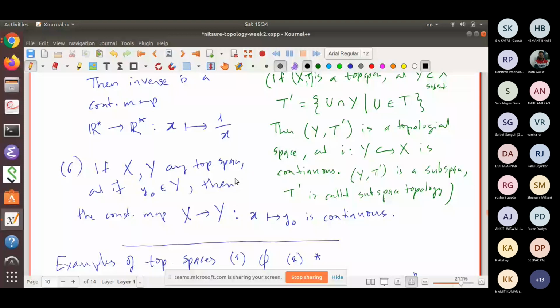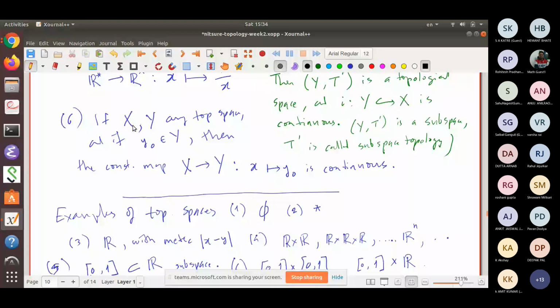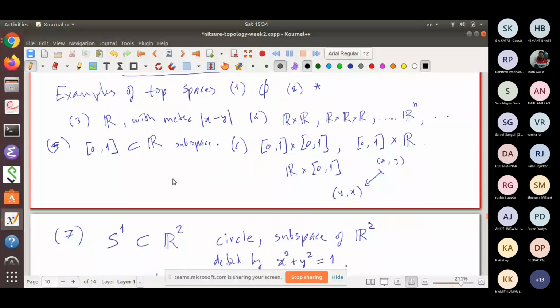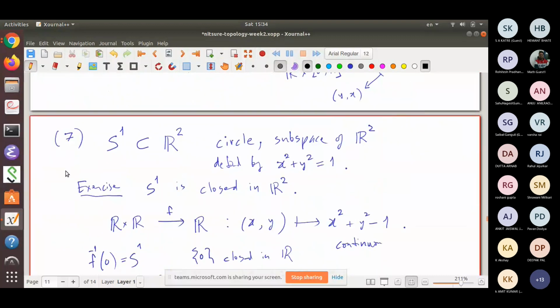So for constant map, we said any constant map is continuous. Take any topological space, any other topological space, any point there, and the constant map sending everything to that point is continuous. Then we talked of examples of topological spaces. One was the empty space, another was the singleton space, third was the real line with the usual Euclidean metric. Then by product, you get all these spaces. Then this is a subspace, very important, as we will see later. This is compact. You have met this subspace again and again in your calculus class. Its products with itself, which we will again see, are compact.